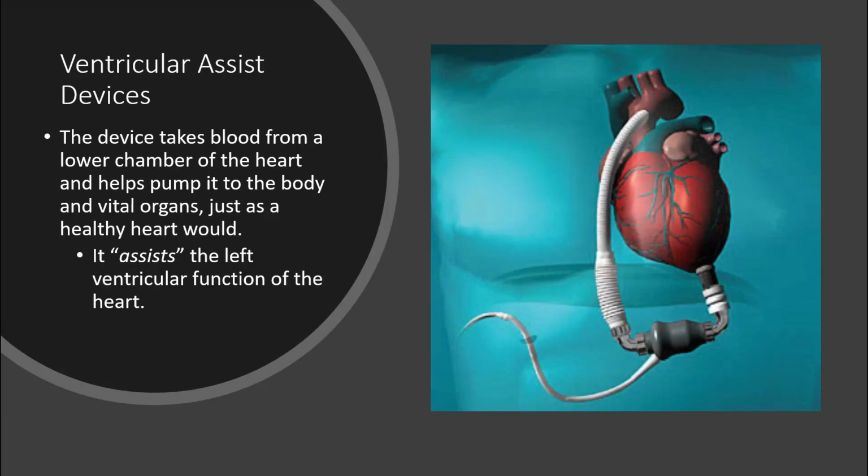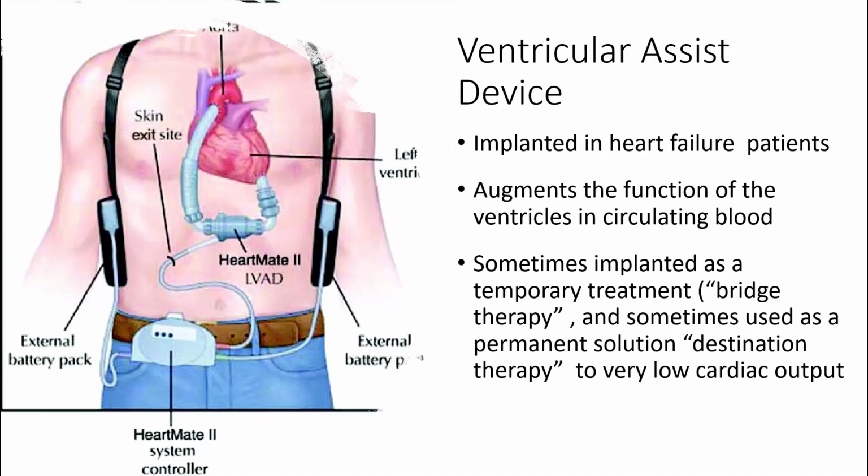So as I mentioned, it assists. And let's talk about the different types. So here's what you'll see. This is the HeartMate 2. They're now in the HeartMate 3, but there are still a lot of the HeartMate 2s out there. Just a little sideline: the HeartMate 2 is, as I understand it, the most common LVAD in the United States, but it's not the only one. We'll talk about some of the other ones.